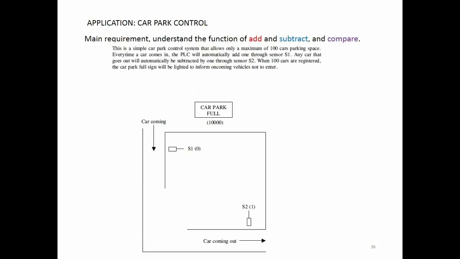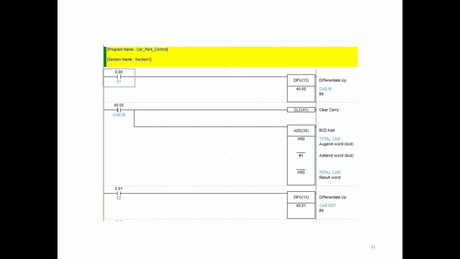Okay, this is the example of a car park control. So this is the ladder diagram. You should be able to understand it if you already understand all the math functions previously. Try to do this ladder diagram in your own CX-Programmer, and then look here, we use CLC to clear the carry. Also in this example, it uses the DIFU block, but you also can use the previous method that I already shown in the example previously, where you can change the symbol of the switch to perform the differentiate up.